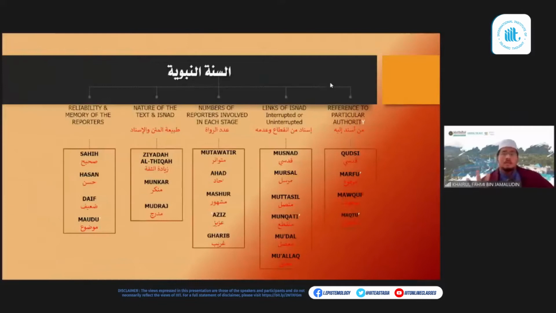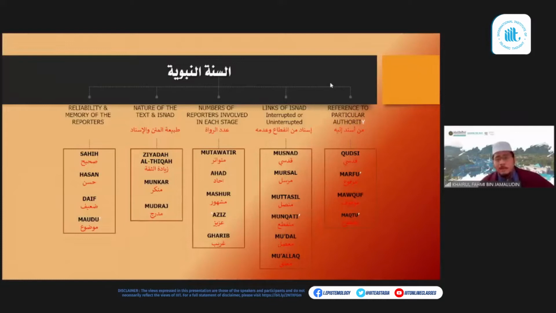Next. Okay, so this is the categories of Sunnah, categorization of Sunnah. Of course, there are various categorizations here. In terms of reliability and memory of the reporters, you have Sahih, Hasan, Da'if, and Mawdu'. In terms of the nature of the text and isnad, طبيعة المتن والإسناد, there is ziyadatul thiqah, munkar al-hadith, and Mudraj. Then we have the number of reporters involved in each stage, عدد الرواة.